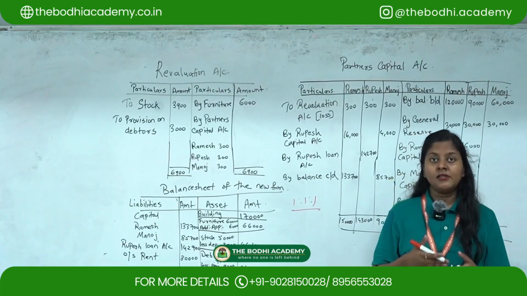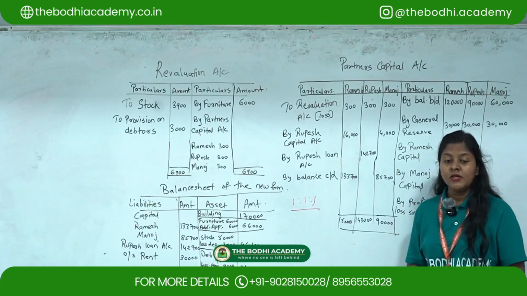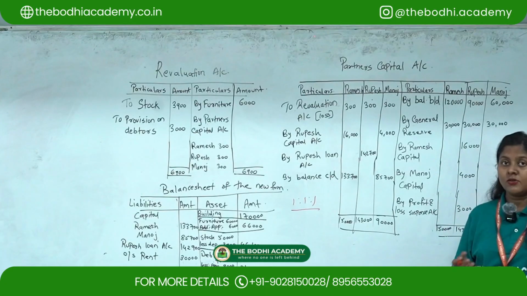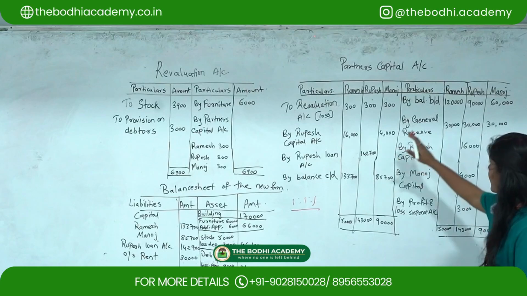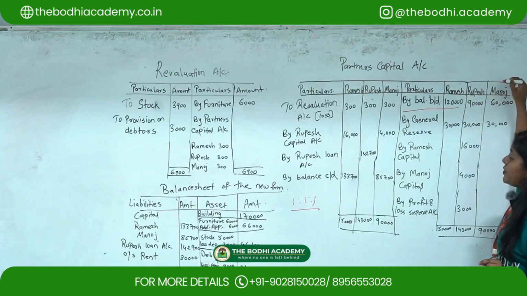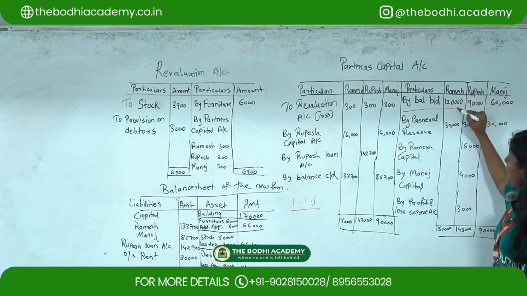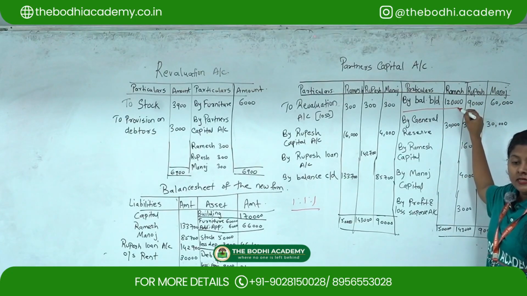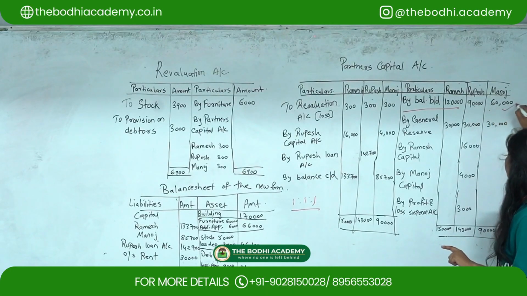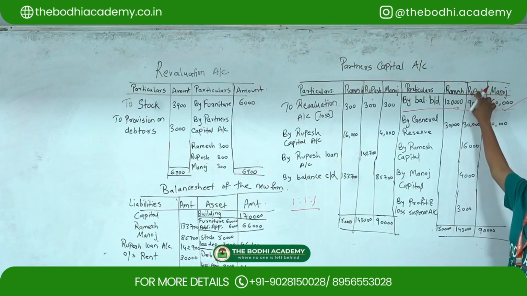So, we'll clear the liability side first. On the liability side they have given Ramesh, Rupesh and Manoj's capital. Since it is on the debit side, we are going to take it on the credit side. So, by balance brought down, Ramesh, Rupesh and Manoj. Capital is 1,20,000 of Ramesh, then 90,000 of Rupesh and 60,000 is of Manoj. Okay, so here we are clear with regards to where to put the capitals.